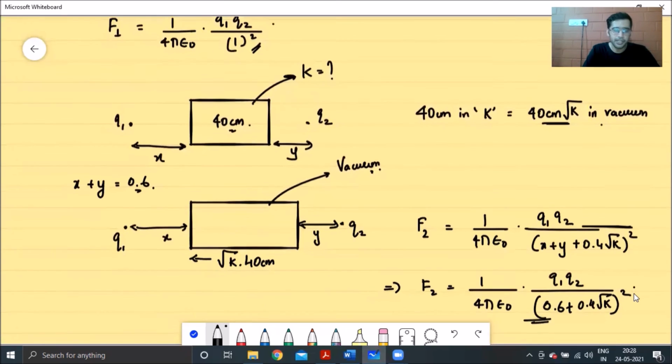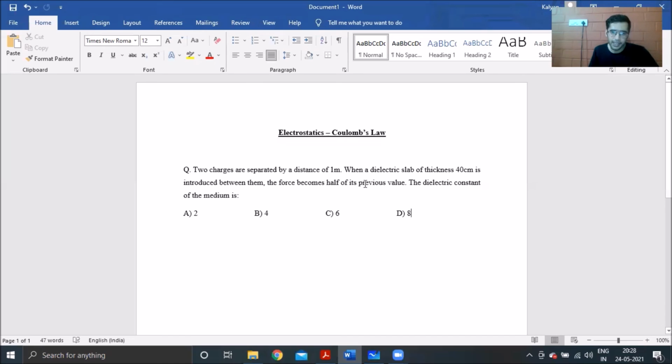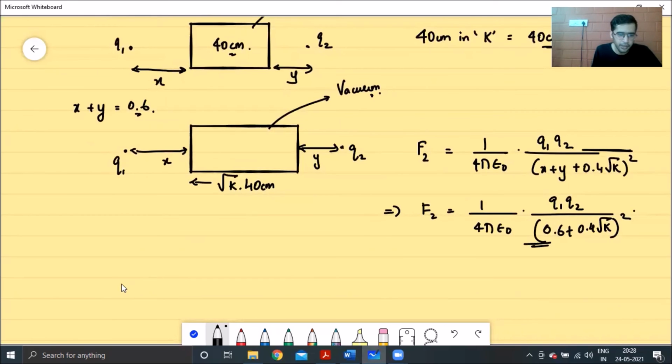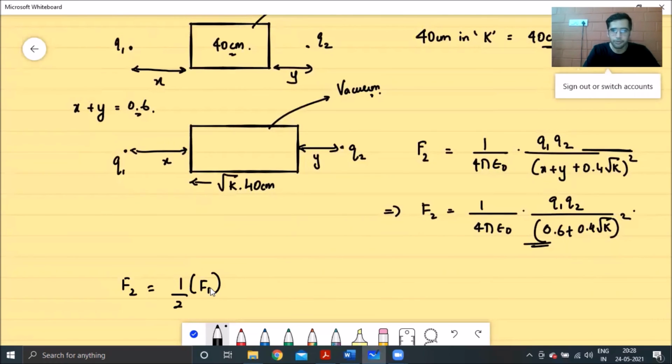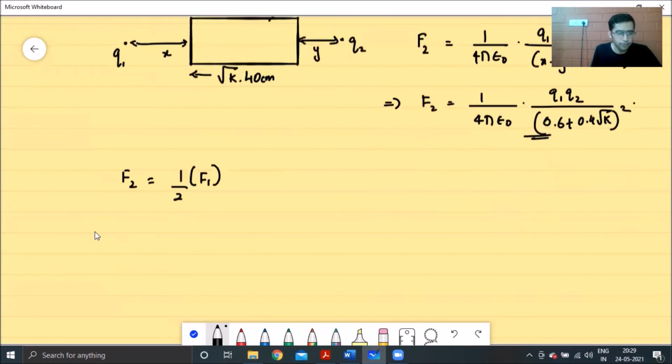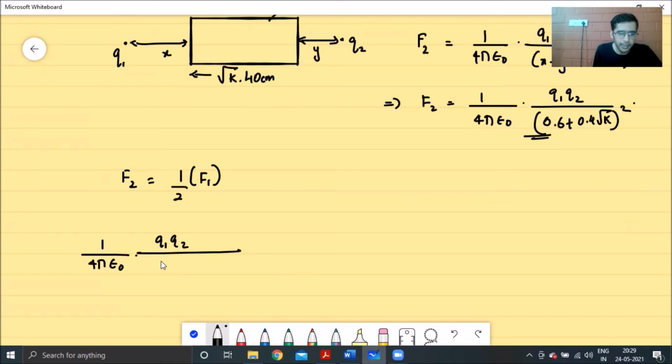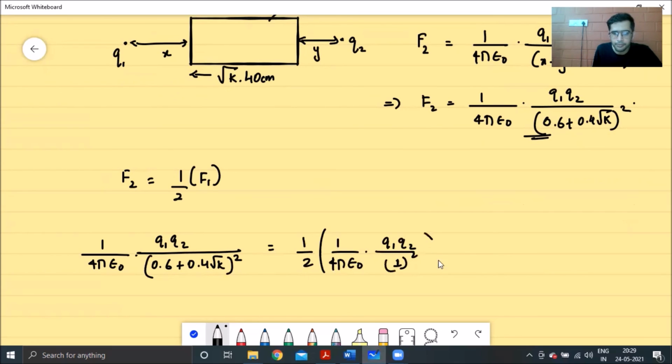And now, according to the condition given in the question, your force acting when that dielectric slab was introduced becomes half of its previous value. So let's use that condition. The force in the second case is half of the force in the first case. Writing down both F2 and F1, our F2 value was 1 by 4 pi epsilon naught Q1 Q2 by 0.6 plus 0.4 root k whole square. That should now be equal to half of 1 by 4 pi epsilon naught Q1 Q2 by 1 whole square. So Q1 Q2 gets cancelled, 1 by 4 pi epsilon naught gets cancelled.